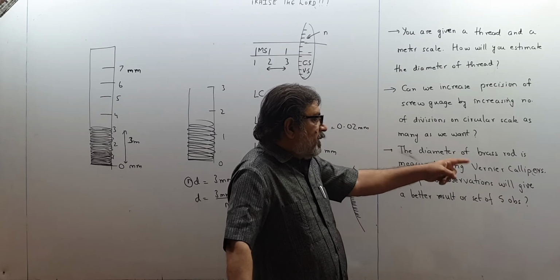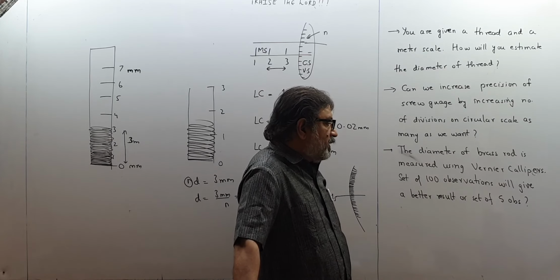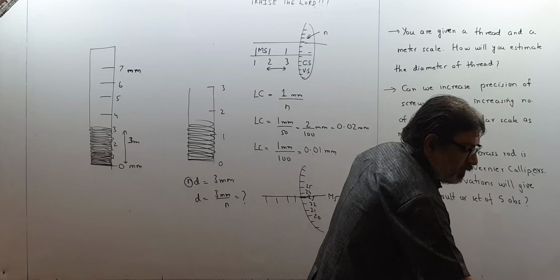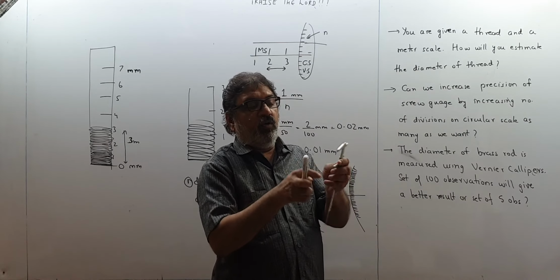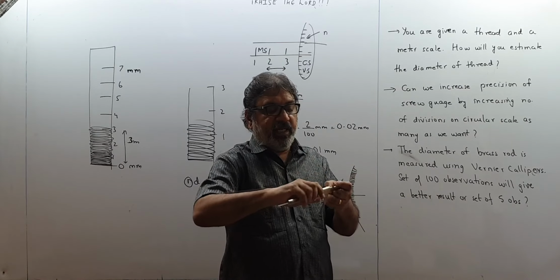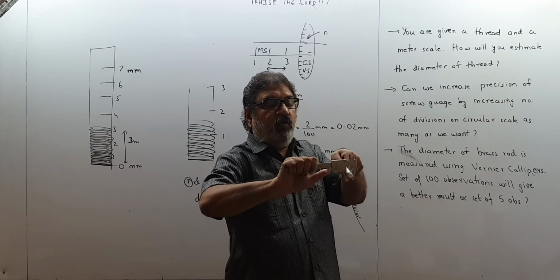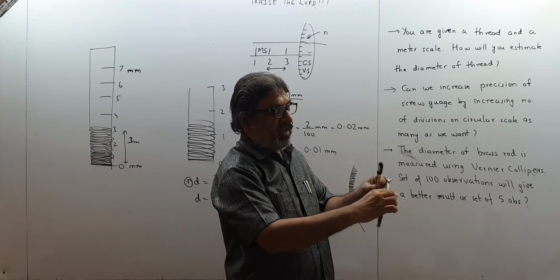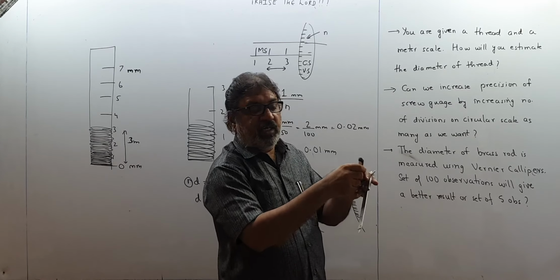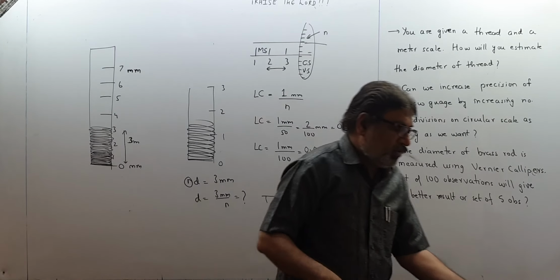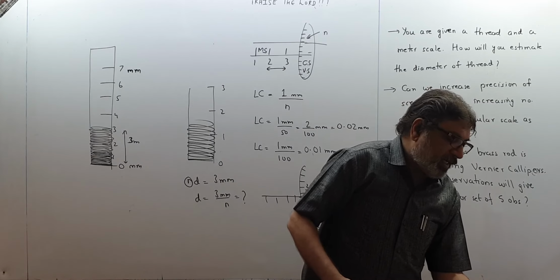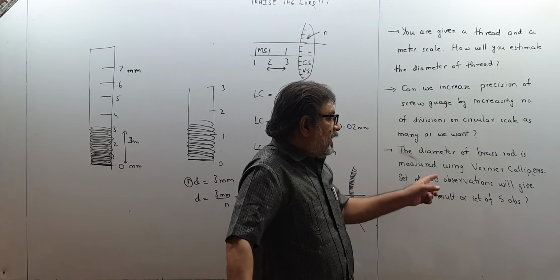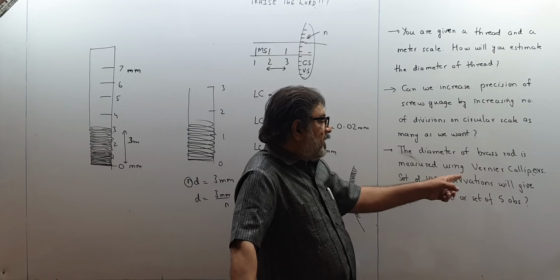Then the diameter of the brass rod is measured using a vernier caliper. So maybe like this. This is the brass rod. I will hold it over here, and then I will hold it like this, a brass rod like this, and then I will see the readings. From the readings I will come to know what the diameter of this rod is. You will learn this in practical labs. The diameter of the brass rod is measured using vernier calipers.